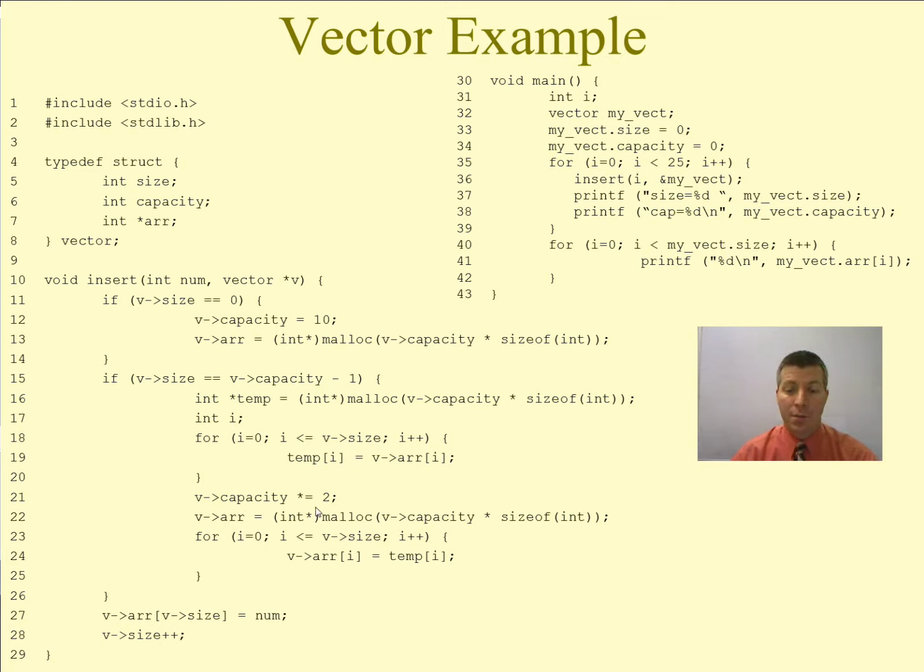I'm then going to double my capacity and then reallocate my array to my new capacity, which is twice what the previous one was. Now, when I reallocate this using malloc, what happens is I'm going to get a completely different location in memory. This is why I needed to copy all of my elements out of my array into my temp array before I reallocated my array using this malloc function. So now it's all going to be in this v arrow ARR, and it's going to be twice as big as it was before, because now I'm saying malloc, allocate this much memory to me, which is twice the size that it was before, and then copy everything from my temp array back into my original array.